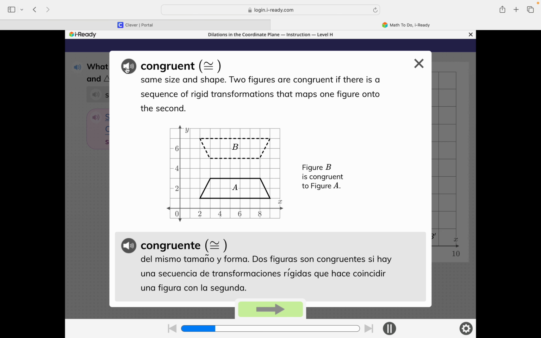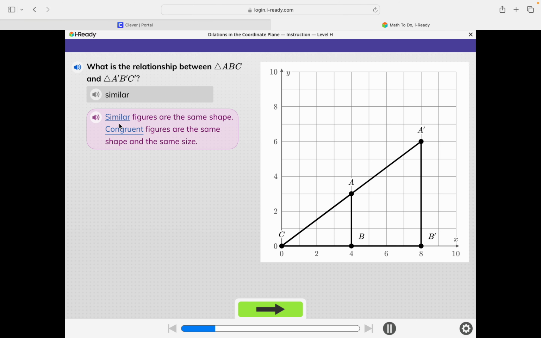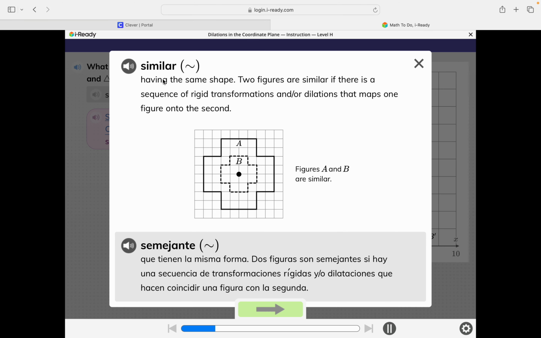Daddy, how do you spell sign? I just don't know the ending. I know S-I and G. Similar. Similar means having the same shape. Two figures are similar if there is a sequence of rigid transformations and or dilations that maps one figure onto the second. Do it fast, Suhani. How do you spell sign? SIGN.